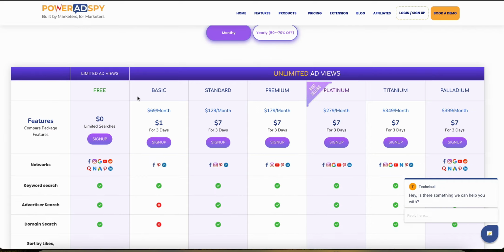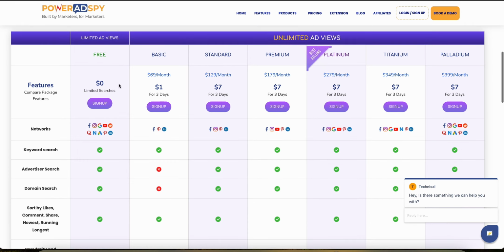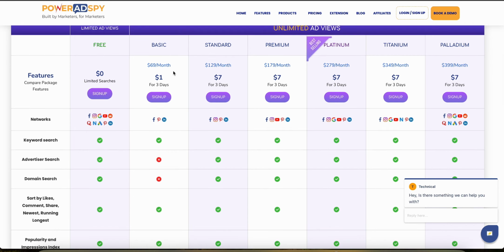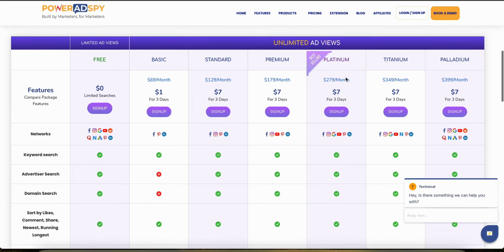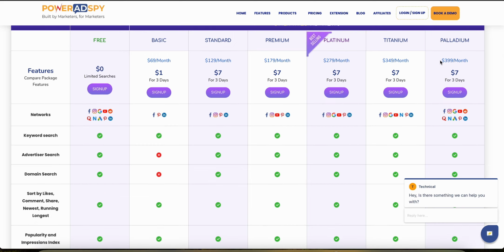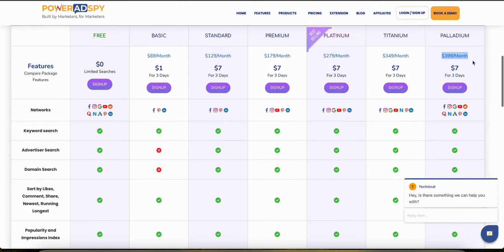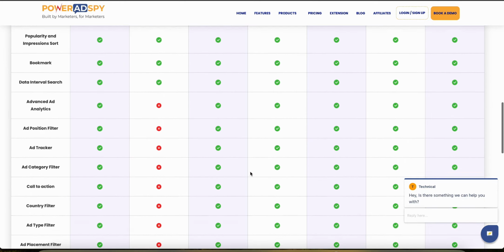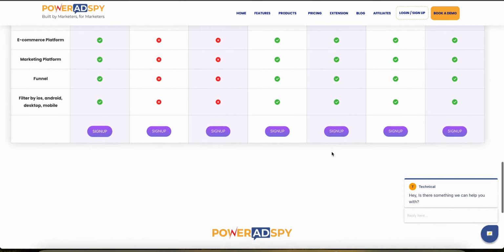They actually have a free package that you can sign up for, and then you go up to basic, where you can actually try it for just $1 for 3 days, and then it goes up to $69 a month. And then as you get more and more features and more ad views, the price goes up all the way up to almost $400 a month. And so you can actually see on the website all the different features that are included with each plan.